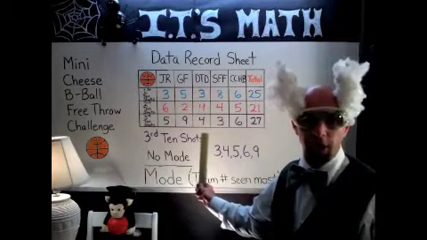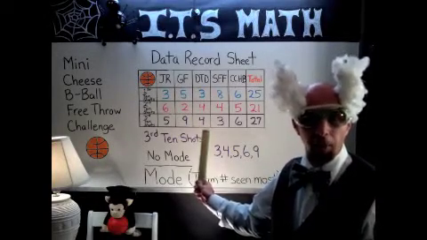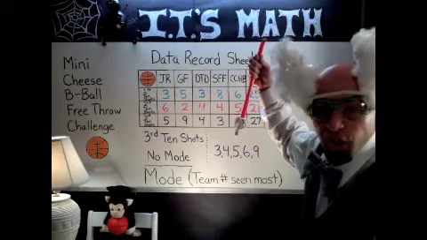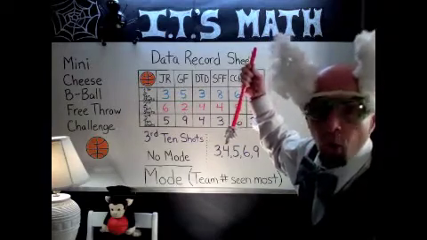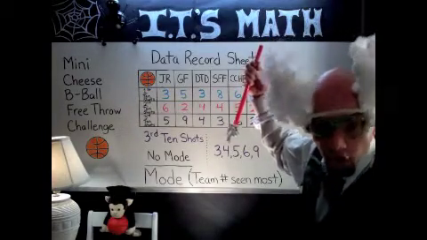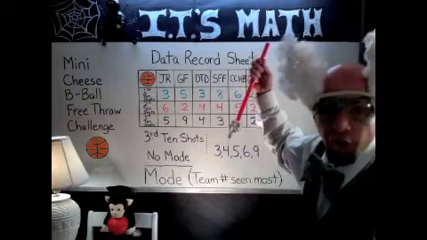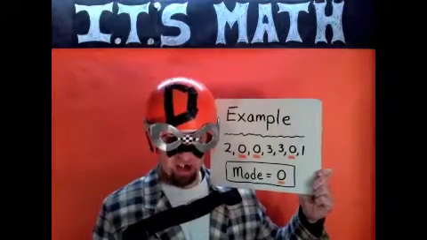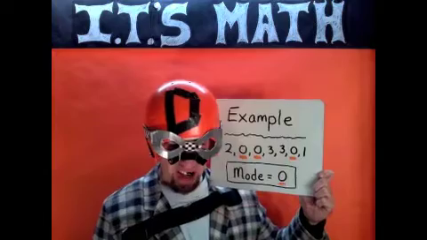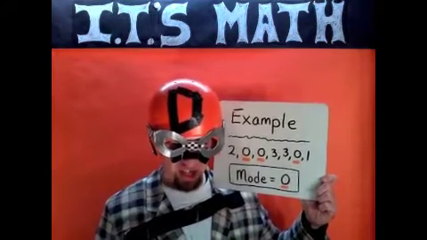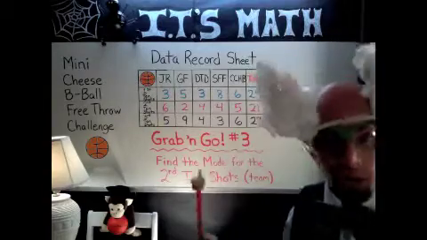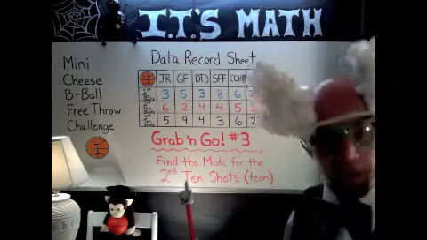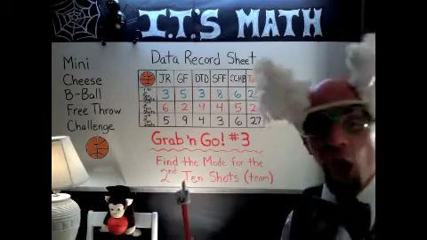A mode. Haven't I seen you here before? We can also find the mode for the third 10 shots by analyzing the numbers in purple. As we can see, there are no numbers that occur more than once. Therefore, the mode for this data set is there's no mode. Duct tape Daryl says you can only use a 0 in your final answer if you got a couple in your data set. For the grab and go assignment number 3, find the team mode for the second 10 shots.